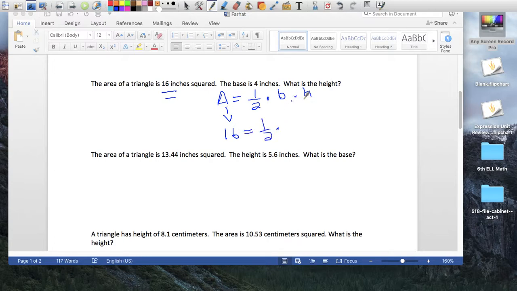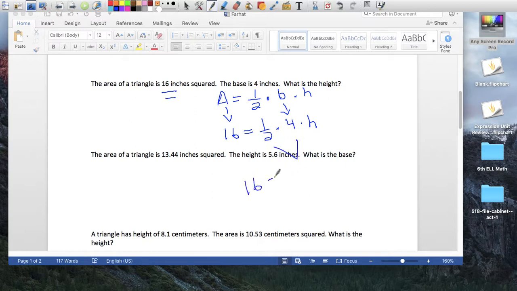Which of these two variables are we going to replace? Let's see, the base is 4. So they gave us that the base is 4, so I'm going to leave it at height. And our mystery is the height. I need to find what the height is. So 16 equals half times 4 times H. I can multiply these two numbers.